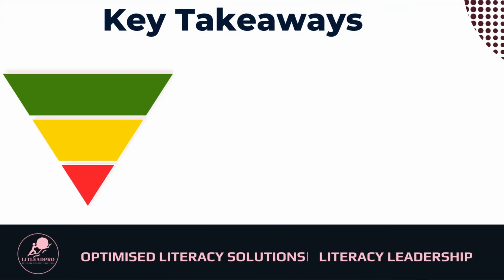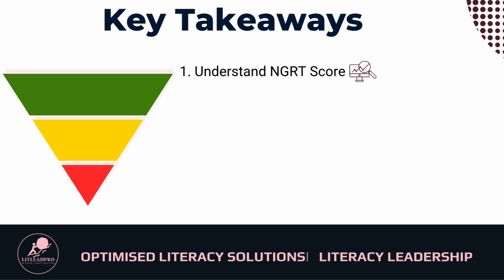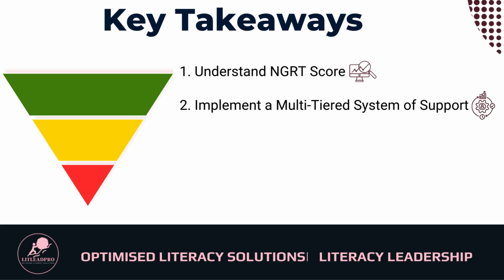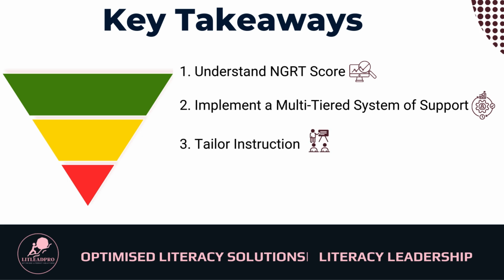1. You'll learn how to interpret NGRT Stanine and SAS scores to assess student performance. 2. Discover how to categorize students into tiers 1, 2, and 3 based on their assessment results. 3. Gain insights on customizing teaching approaches to meet the diverse needs of students across different tiers. 4. Learn effective methods for tracking student progress and adjusting support strategies accordingly.